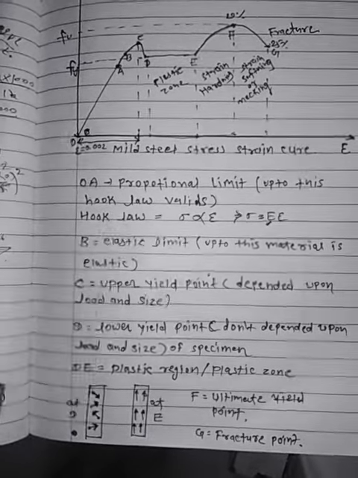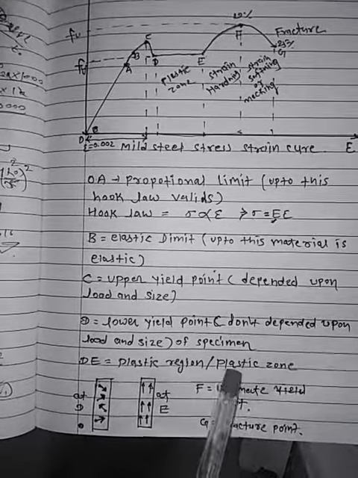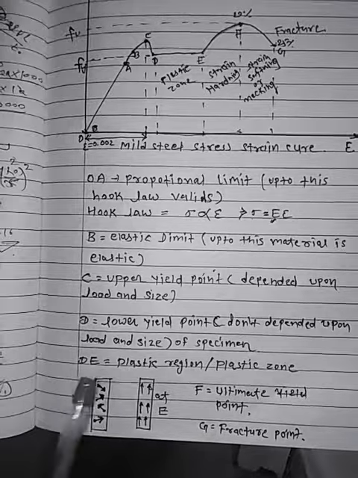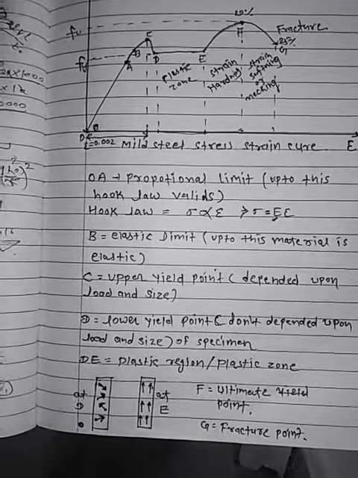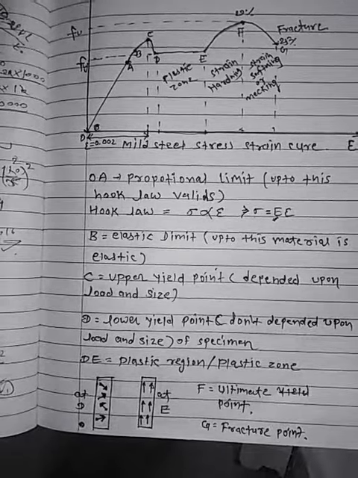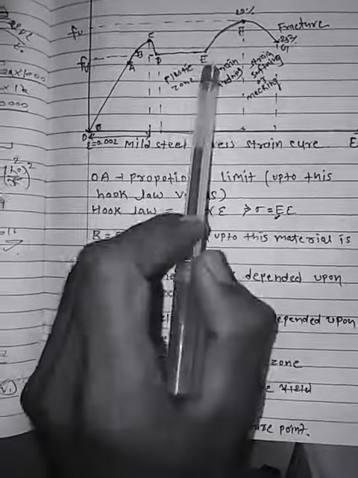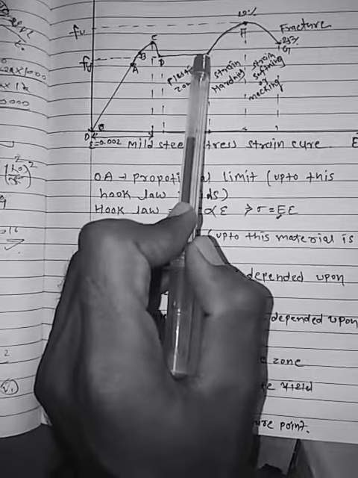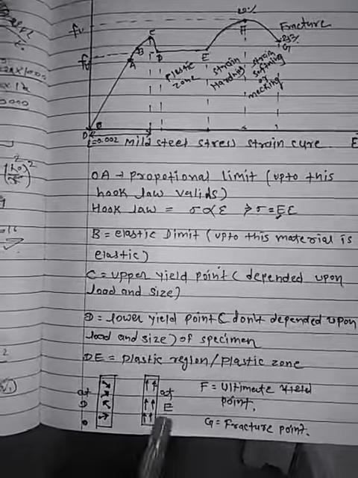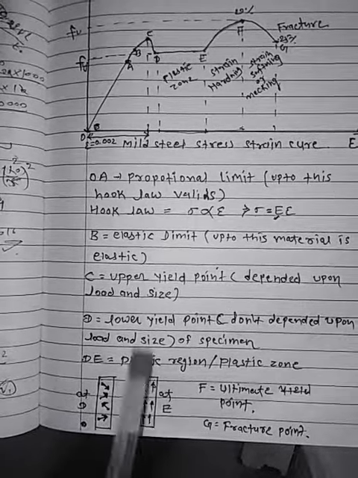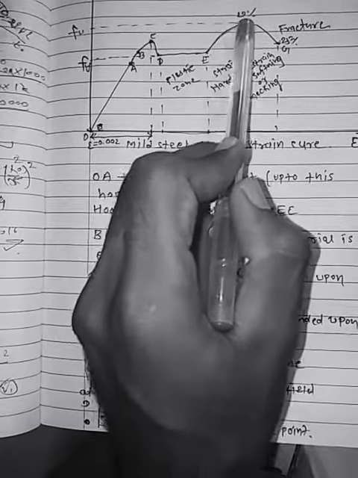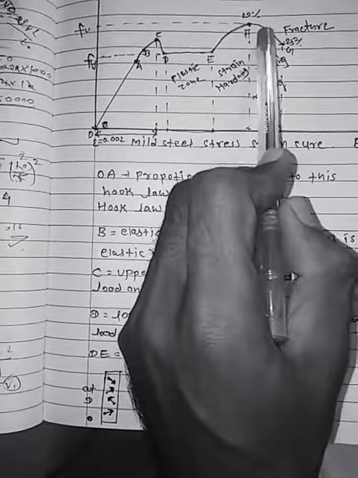Point D to E is the plastic region, or plastic zone. At D, the molecules are oriented randomly due to the applied load. At point E, the molecules are reoriented, and the material becomes homogeneous and resists the load. After point E, we continue applying the load, and the material becomes harder.